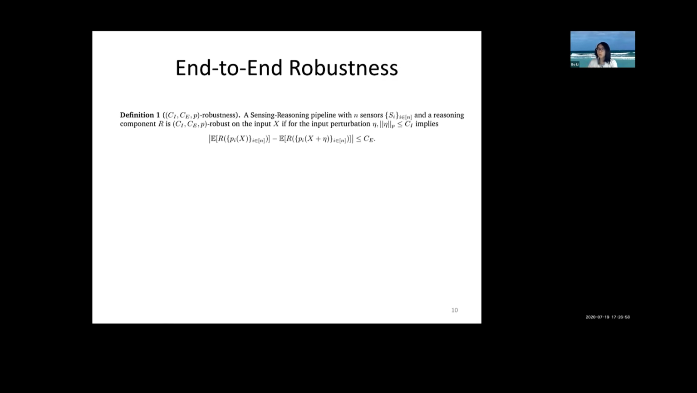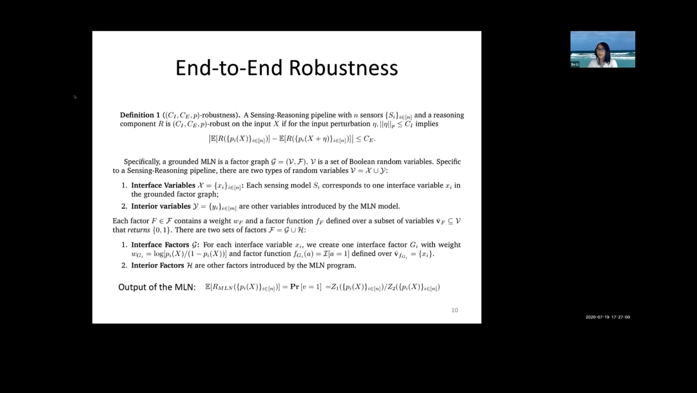So that's our goal. And here are some specific variables we will use later on in our analysis. Basically, within the reasoning component, there are some interface variables which connect with the sensing models, and there are some interior variables within the reasoning component, or the graphical model component, and we have different factors for these two types of variables as well.